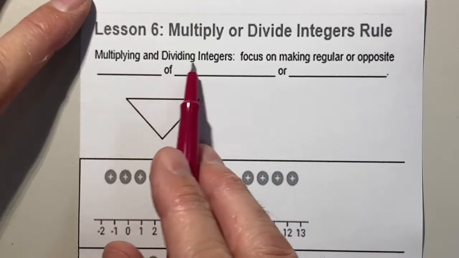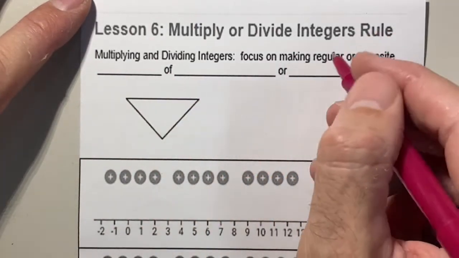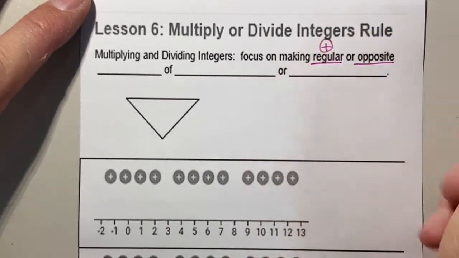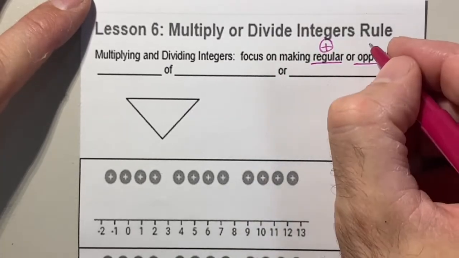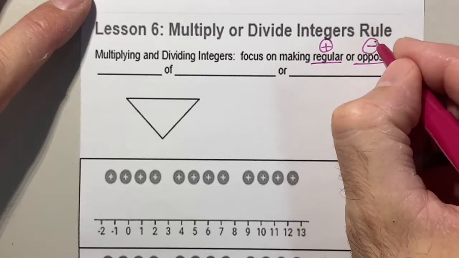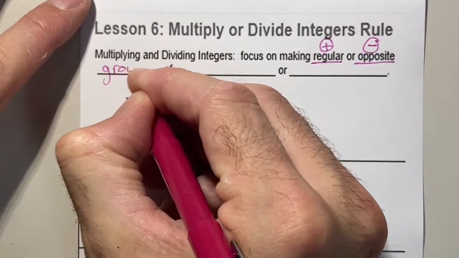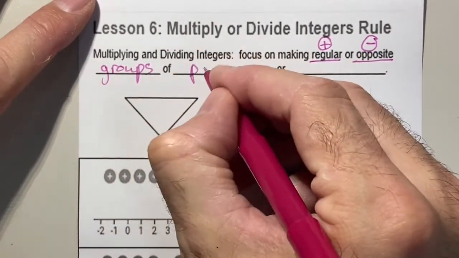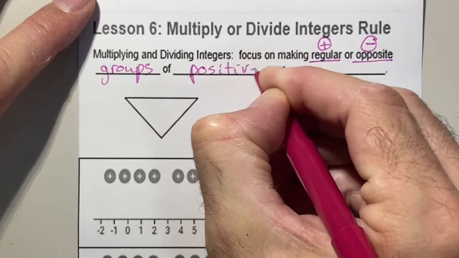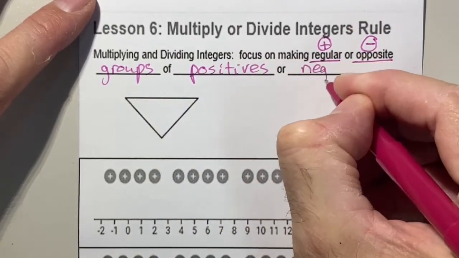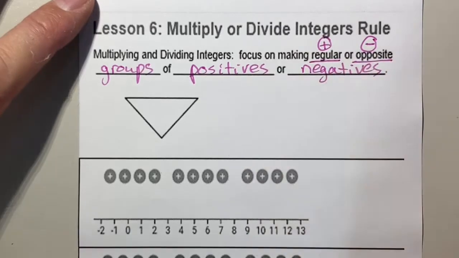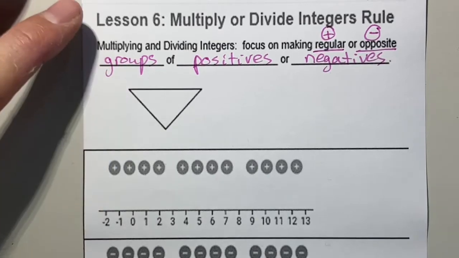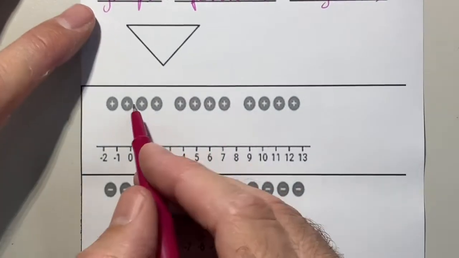So when we multiply or divide integers, we're going to focus on making groups, regular or opposite groups. Regular we'll just represent as positive, with no change to it, and opposite would be negative groups. So we're going to be making groups of integers, which are groups of positives or negatives. We're going to end up making an integer rules triangle here, but we'll come back to that. So let's look at the number line and these groups.